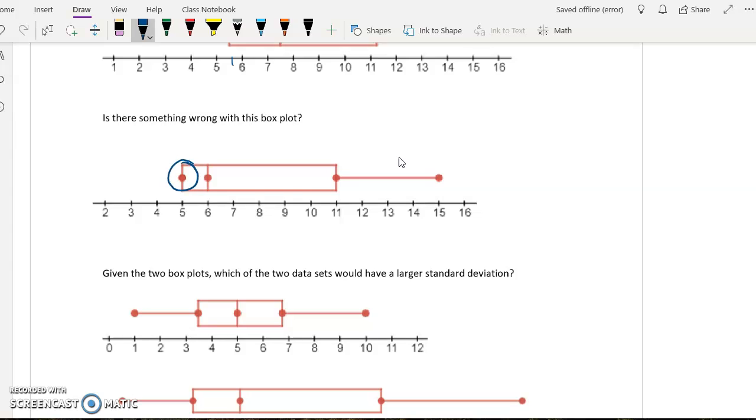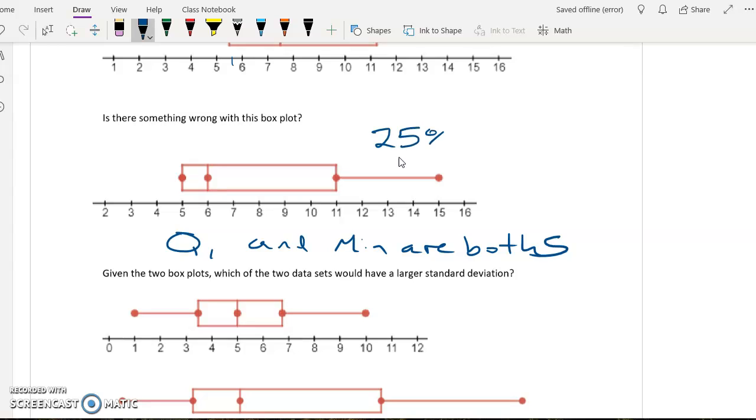All this means right here is that Q1 and the min are equal values, right? They're both 5. So if we have a data set that has a whole bunch of 5s, then it's possible that our minimum value and our Q1 value are the exact same. What that also tells us is that 25% of our numbers in this data set are going to be the number 5. That's another way to think about that.